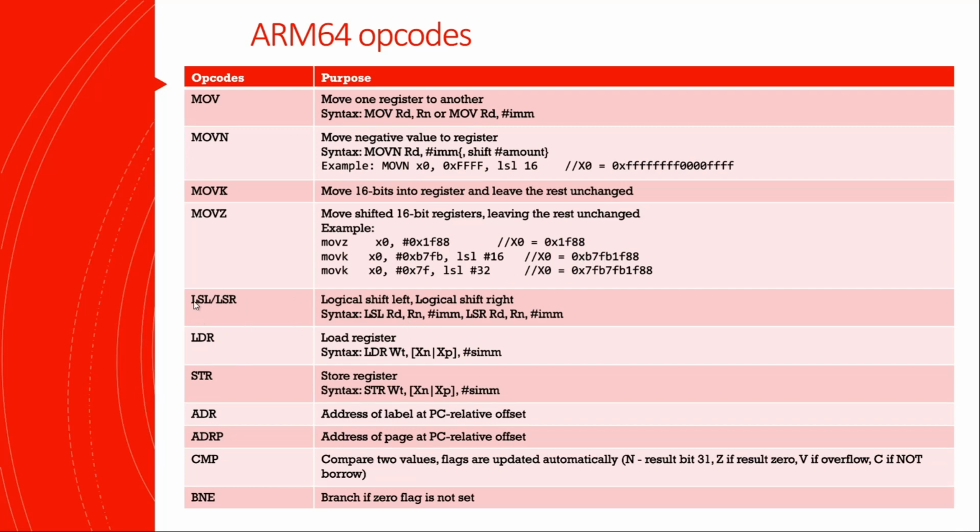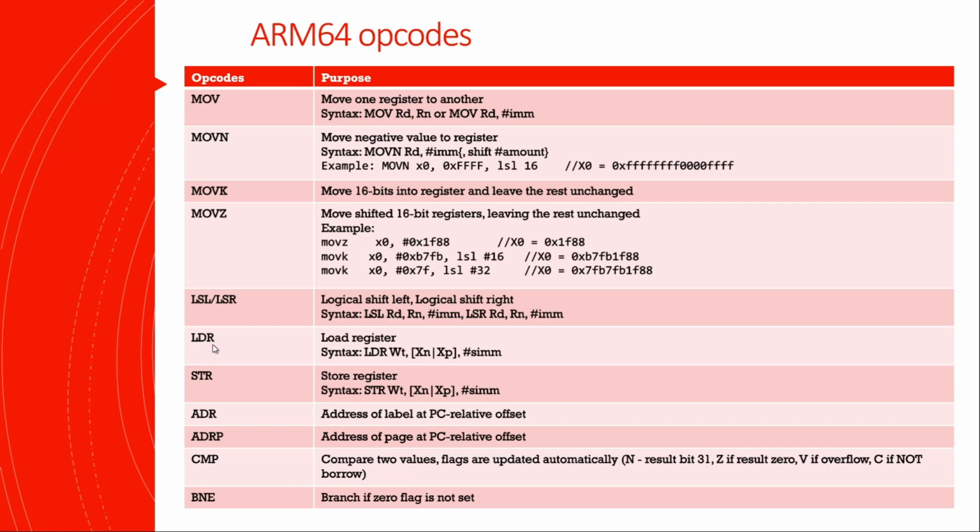Then we have LSL and LSR instructions, which are our shift instructions. LSL will perform a logical shift left and LSR will perform a logical shift right. The syntax is pretty easy to understand. Logical shift left, destination register, source register, and the number by which you want to perform the shift. Similarly for LSR, we have the same syntax. After performing the shift, it will put the result into this RD register.